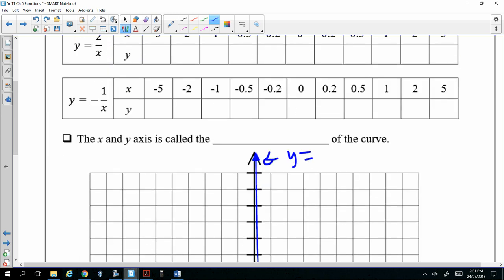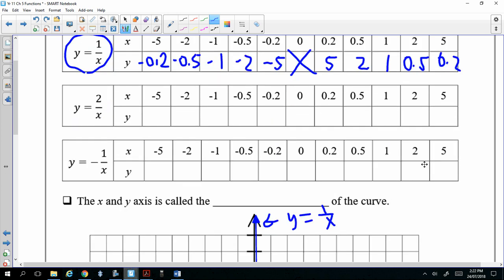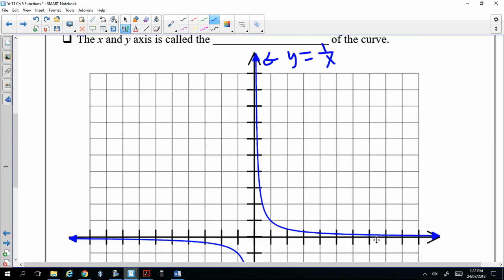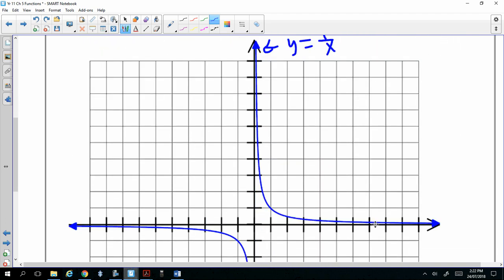Now, why do I want to do this? So I want to see that the bigger the x value, the smaller the y value. That's why there's an asymptote, right? The bigger the x, the smaller the y. And the smaller the x, the bigger the y. So you have this shape. Smaller the x, bigger the y. Bigger the x, smaller the y. So you get this shape. And there's an asymptote. Yes?